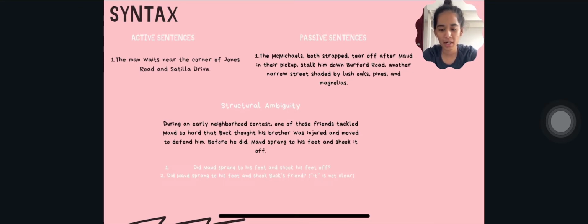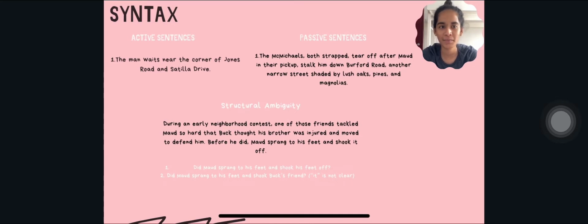Which means the subject of the sentence has an action done to it by someone or something else. So example here is the McMichaels both strapped tear off after mowed in their pickup, stalked him down Burford Road, another narrow street shaded by lush oaks, pines, and magnolias. So the McMichael is actually shaded by the lush oaks, pines, and magnolias. So it's like the lush oaks, pines, and magnolias shaded the McMichaels while he's down Burford Road.